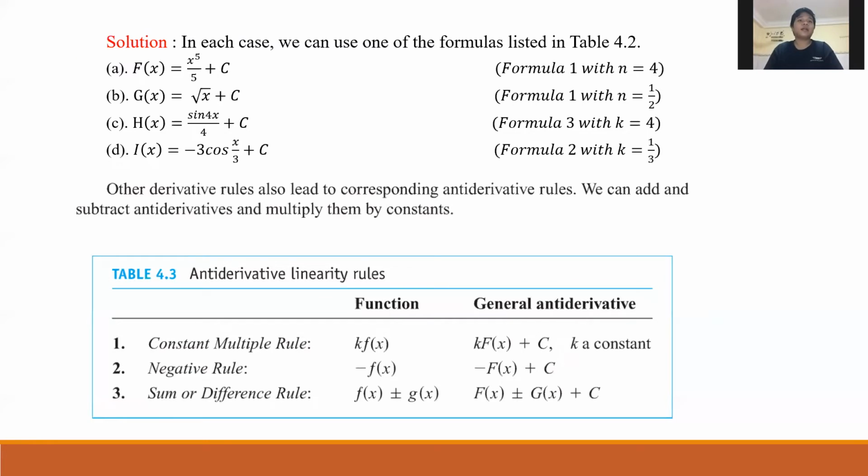F of h equal to h to the power 5 over 5 plus c. It's the formula 1 with n equal to 4. G of h equal to square root of h plus c. It's the formula 1 with n equal to 1 over 2.